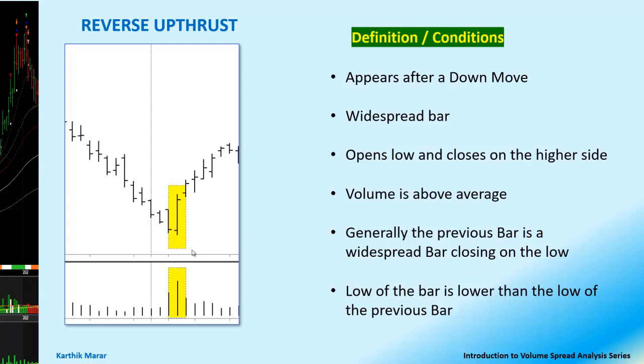Generally, the previous bar is a widespread bar closing on the low, and the low of the bar is lower than the low of the previous bar. As you can see in this example here, it's a widespread bar opening near the low and closing near the high, and the volume is also high. The previous bar is also a widespread bar on a high volume and closing near the low.